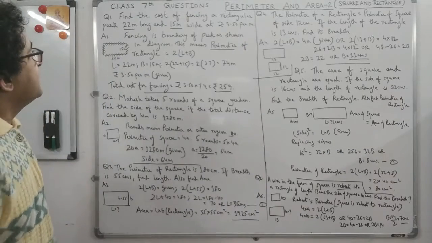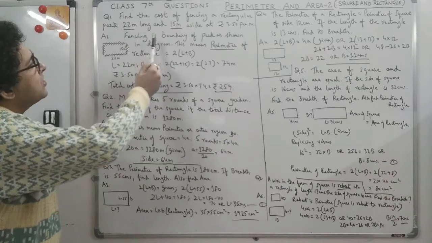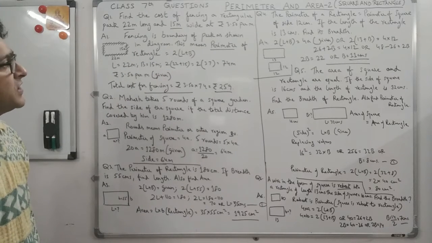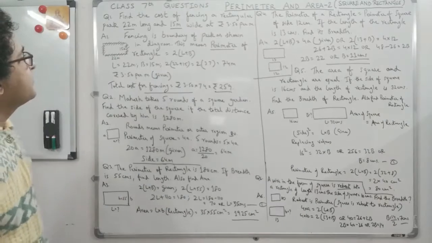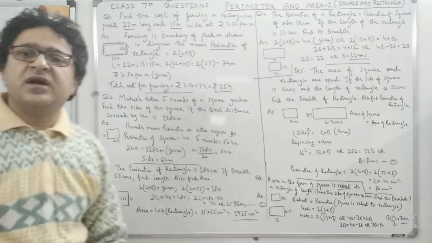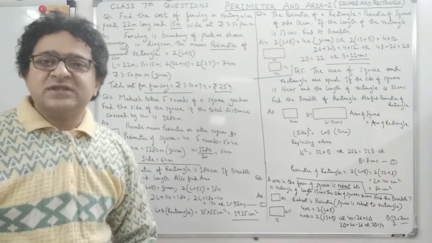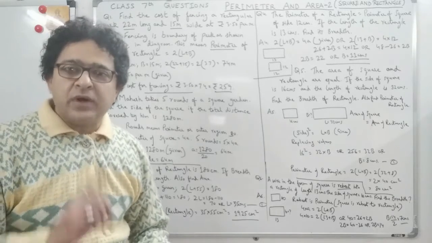So the question is, find the cost of fencing a rectangular park 22 meter long and 15 meter wide at rupees 3.50 per meter. That's a very simple question. Fencing is basically around the enclosed figure. So around is basically perimeter. It's never the area. Fencing is always around the boundary, right?